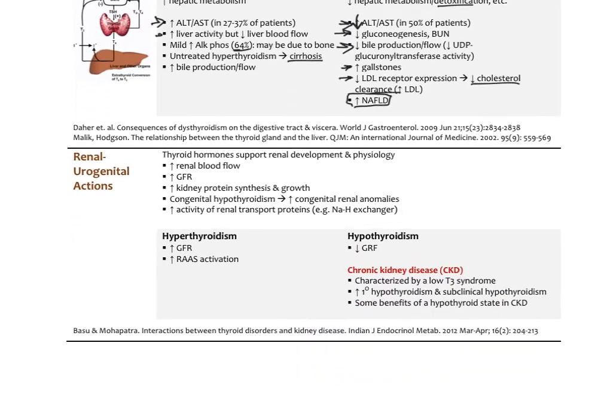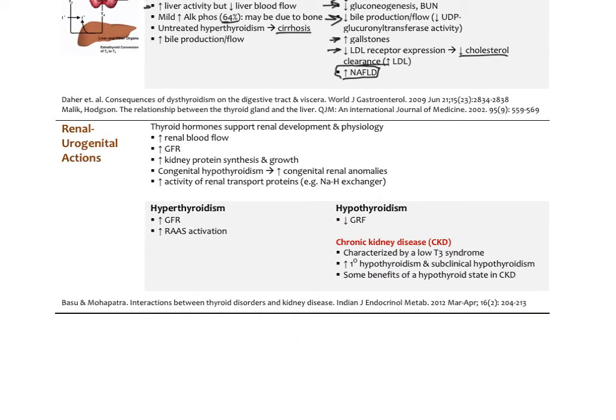On the renal urogenital system, the thyroid hormones support kidney development and their physiology, so it increases renal blood flow. It increases the GFR, the filtration rate, increases the protein synthesis and growth in the kidneys. In congenital hypothyroidism, we often see congenital renal anomalies.